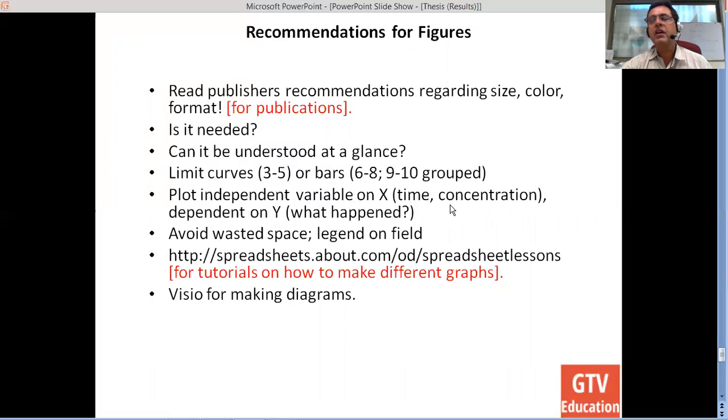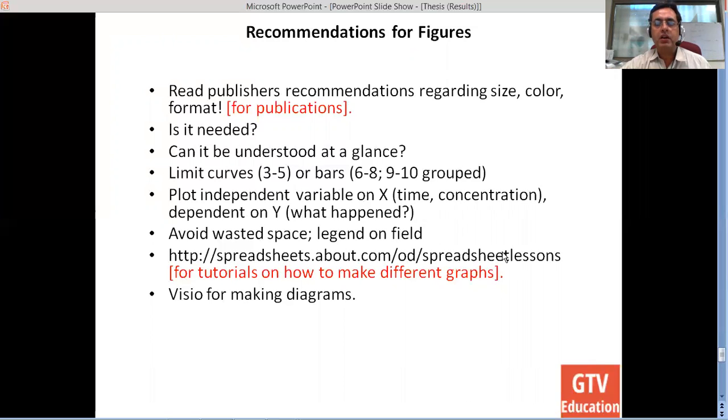Plot the independent variable on the x-axis. For instance, time or age are independent variables. They do not depend on the other variables. Rather, you are measuring other variables at different intervals of time or age. So independent variables should be on the x-axis, while the dependent variable should be on the y-axis. And I told you that dependent variables are those that you are going to measure or study. Avoid wasted space and keep the legend in the field.